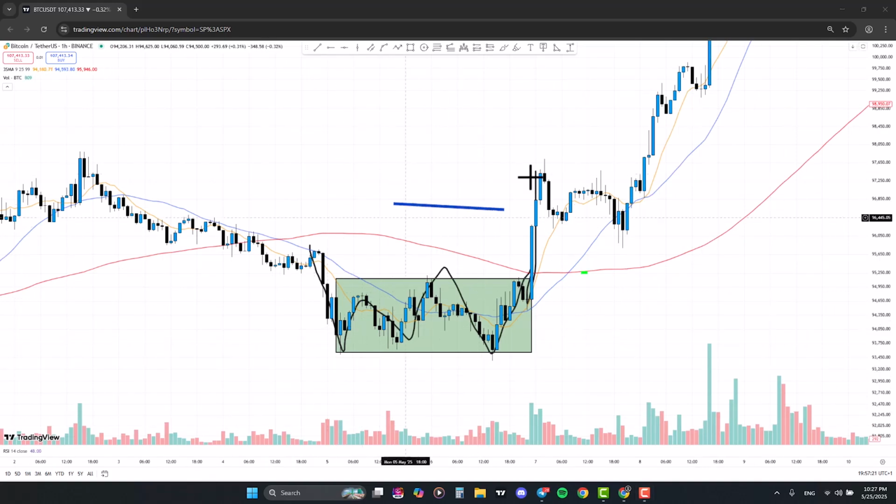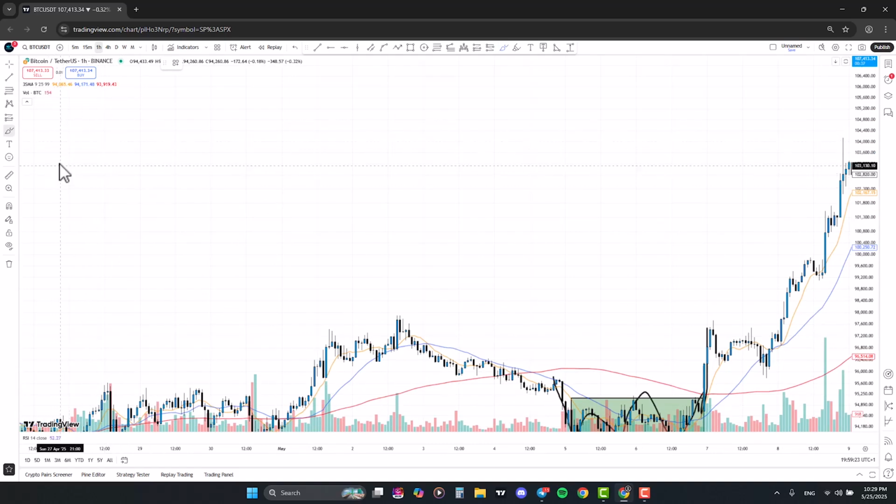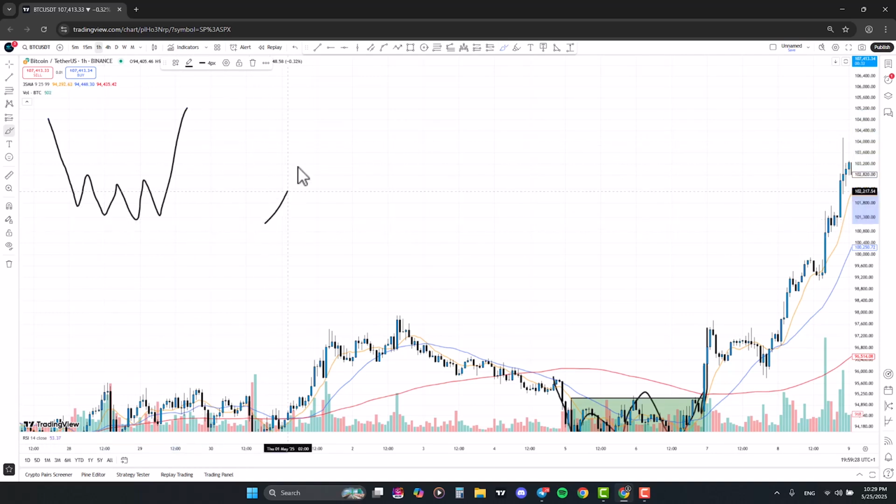The next part, which is the distribution phase, is exactly the opposite. When price is rising and then enters a range and then falls, yes, it rises, ranges, and then drops. And this is exactly the opposite.